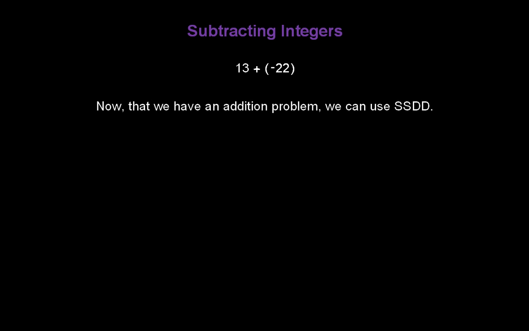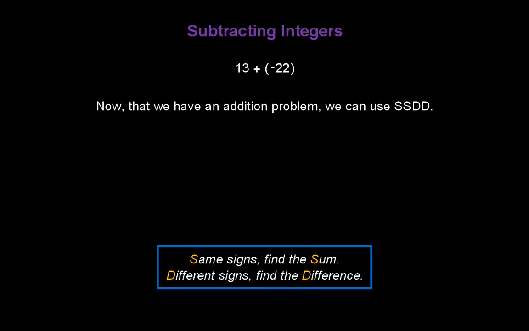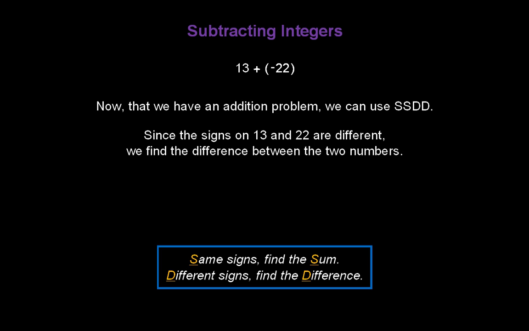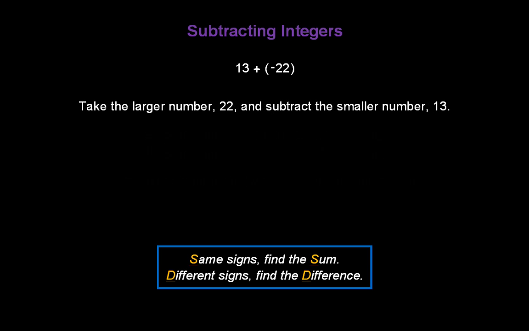Now that we have an addition problem, we can use SSDD. And remember, SSDD stands for same signs find the sum, different signs find the difference. Since the signs on 13 and 22 are different, we find the difference between the two numbers. Perform the subtraction by ignoring any negative signs. Take the larger number 22 and subtract the smaller number 13. 22 minus 13 is 9, so let's write down 9.